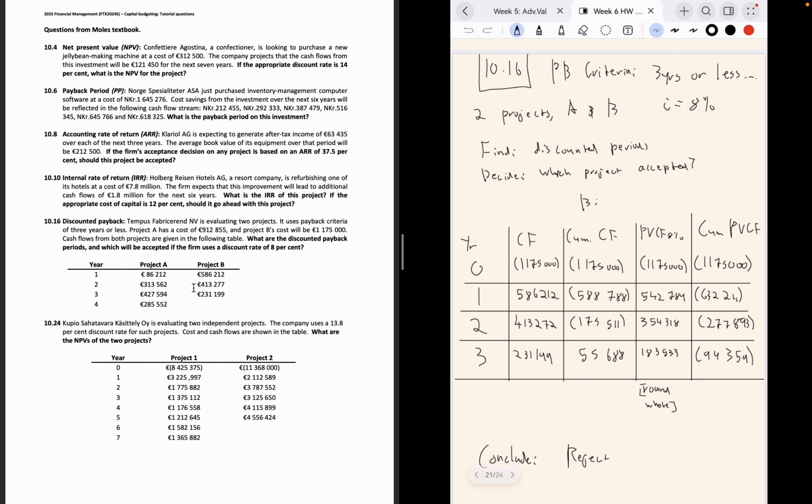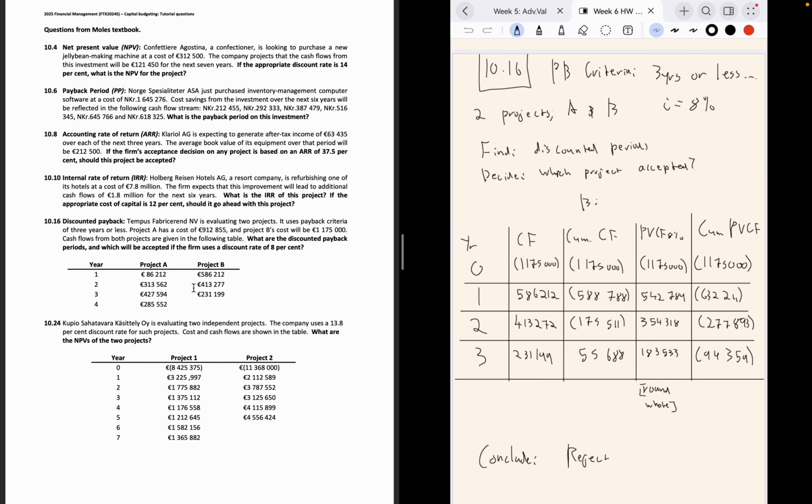10.16. Here we're doing a question on payback criteria. So the payback criteria of Tempus, Fabriceer, and NV. Okay, they're evaluating two projects. They use a payback criteria of 3 years or less. So you must make your money quick.